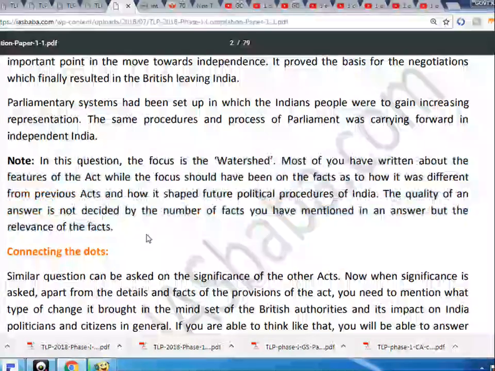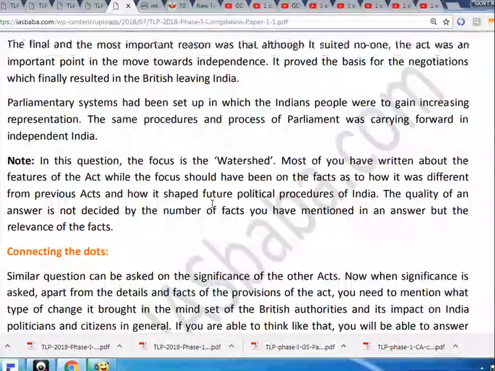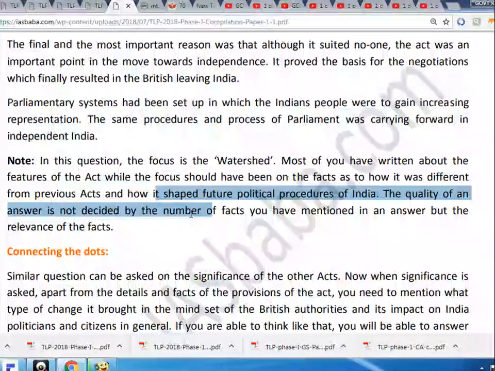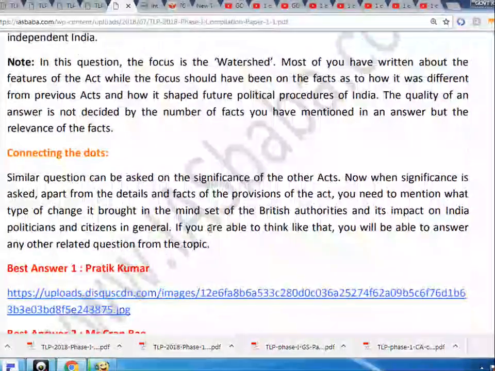Note: in this question, the focus is the watershed. Most of you have written about the features of the Act, while the focus should have been on how it was different from previous acts and how it shaped future political procedures of India. The quality of an answer is not decided by the number of facts you have mentioned in an answer, but the relevance of the facts.